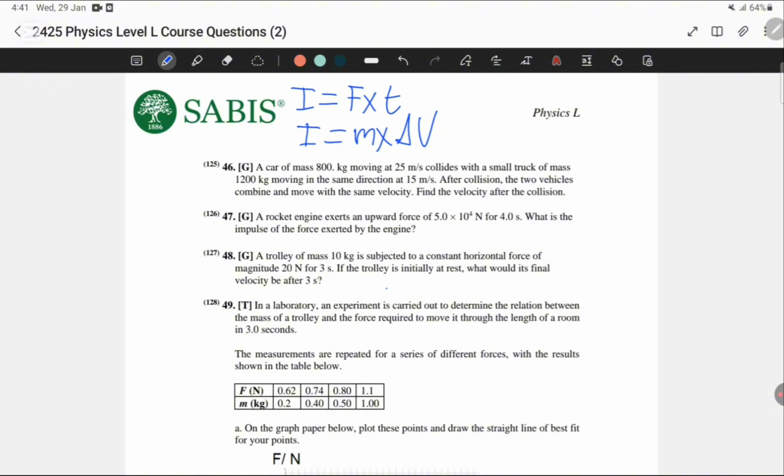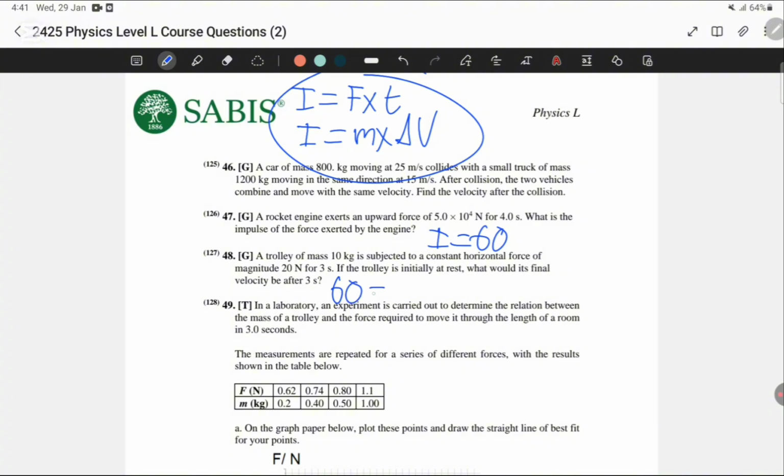So the next one here, we use the same rules up here. Impulse equals force times time. Impulse equals mass times change in velocity. Here we want the velocity after 3 seconds. First thing we can do is find the impulse, okay? Impulse here we use force times time. So 20 times 3 equals 60. So the impulse equals 60.